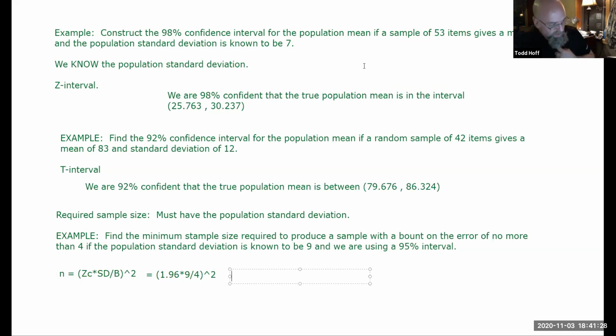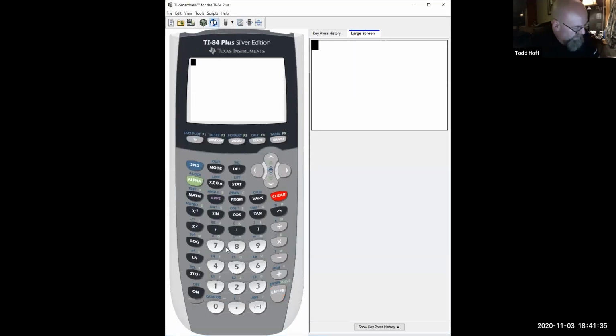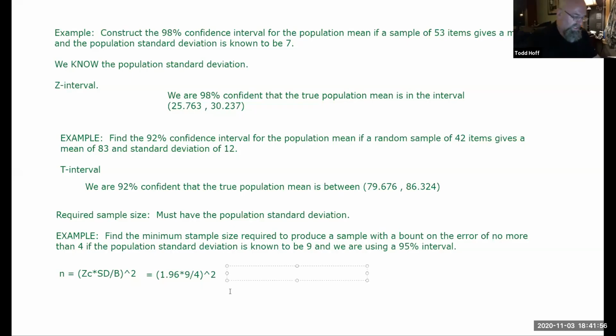It's actually not going to come out to be a very big number, is it? Let's take a look. So we've got 1.96 times 9 divided by 4 squared. It's not, it's just 19.44. Now you notice I was a little sloppy with the rounding there because it doesn't really matter, because we are going to round up anyway. N equals 20 is our minimum sample size.